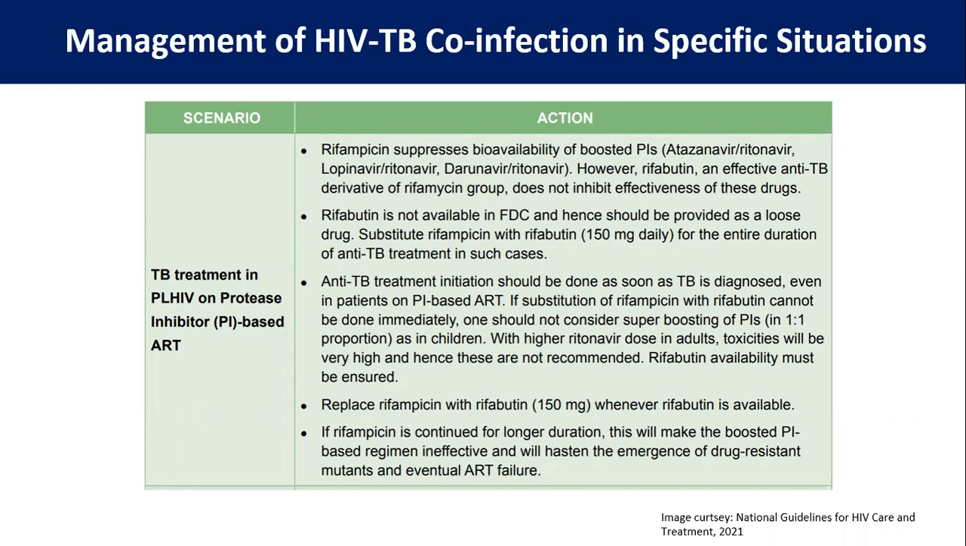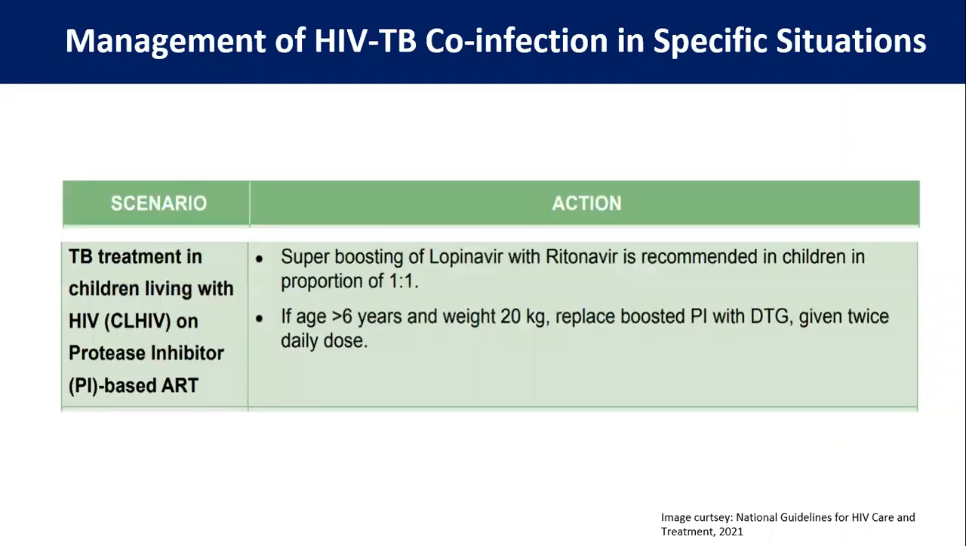So we need to replace rifampicin with rifabutin, and we should not go for super boosting. If rifampicin is continued for a long duration, this will make the boosted PI ineffective, and the patient will fail on the ART side. Now, for TB treatment in children living with HIV on a protease inhibitor drug, as we said, we can increase it to 1:1 lopinavir-ritonavir as a part of super boosting, and we can give it with the rifampicin-based regimen.